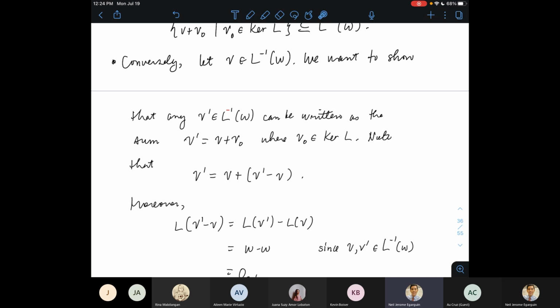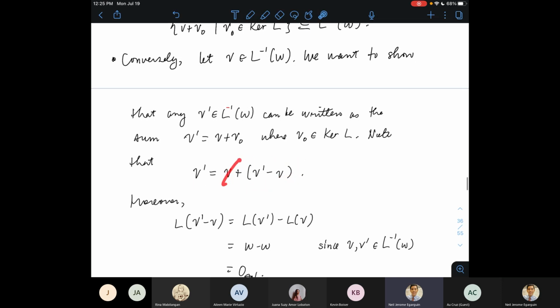Parang ano bang ginawa rito? Nag-add and subtract ka lang ng V. If you simplify the right side using associativity and probably commutativity of addition in vector spaces, it will give us the left-hand side, right? Kasi itong V na to at yung minus V will cancel each other out.